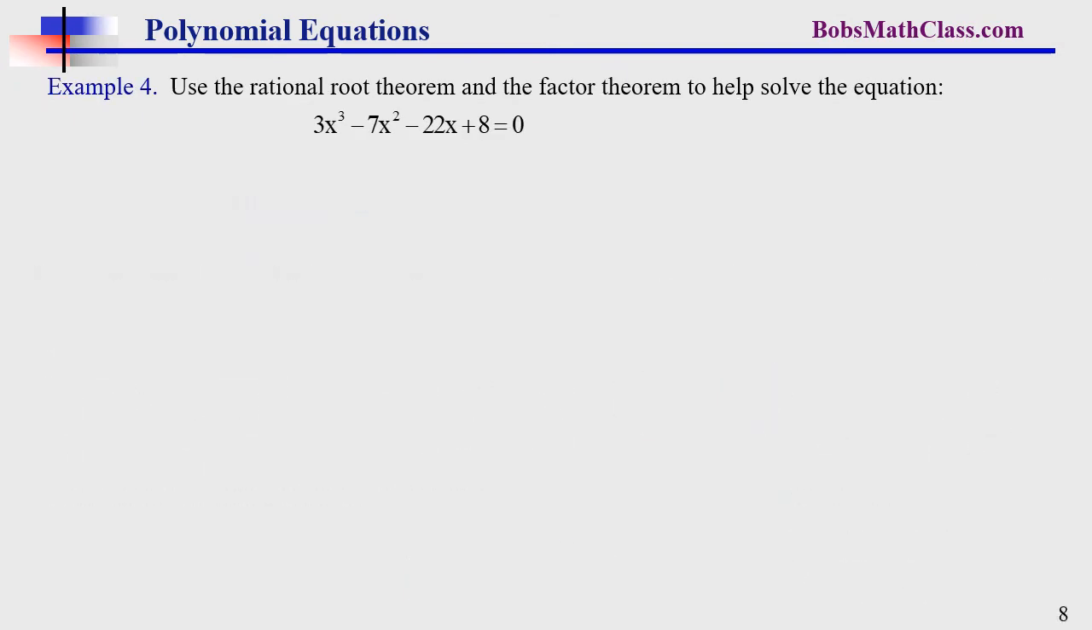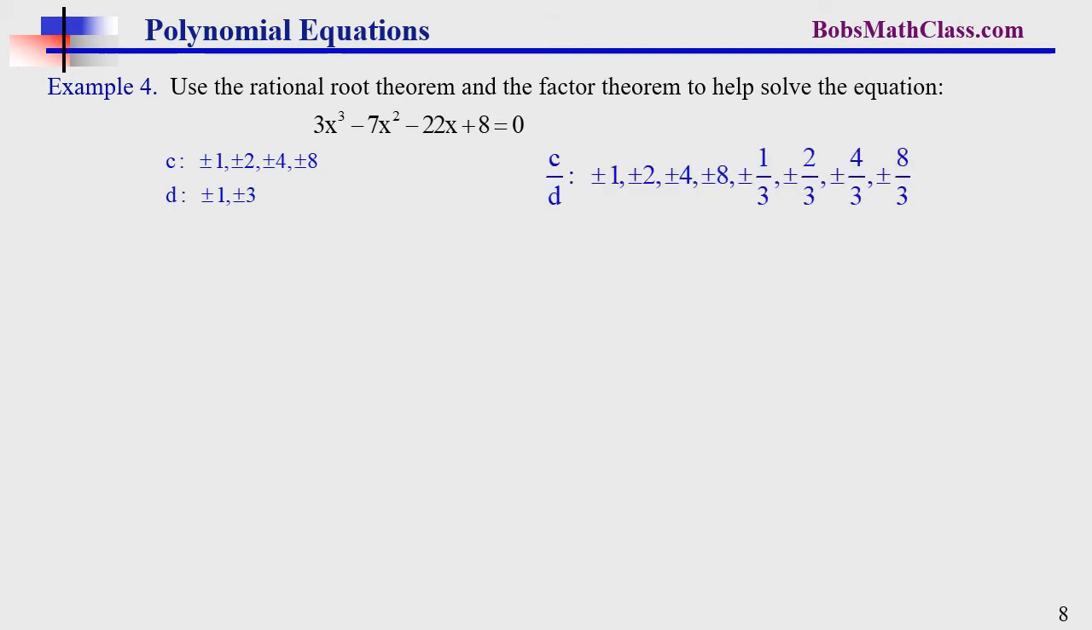Okay, here's another polynomial of degree 3. Let's do our C over D. This is called the rational root theorem. So we did this one earlier: ±1, 2, 4, and 8, and then 1/3, 2/3, 4/3, and 8/3. So that's the rational root theorem. Now the factor theorem. The factor theorem is we need to show that we're going to get a 0, and we want to use synthetic division.